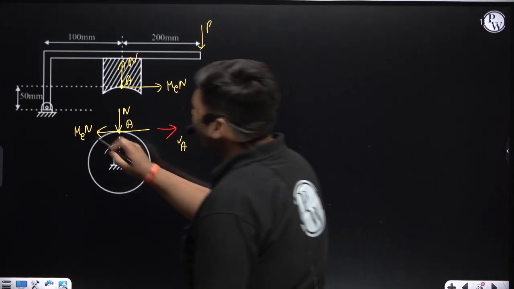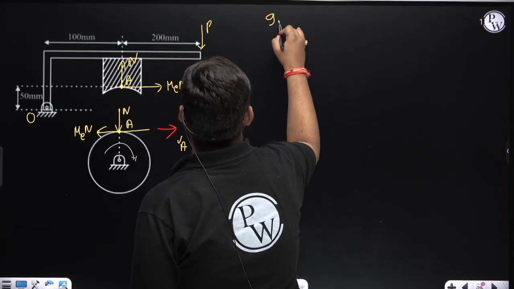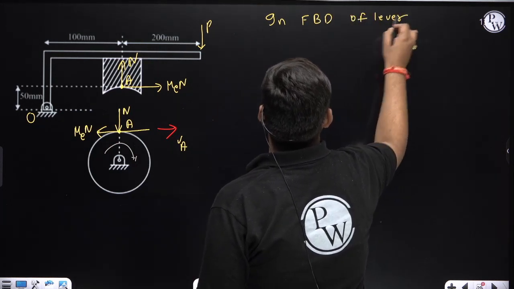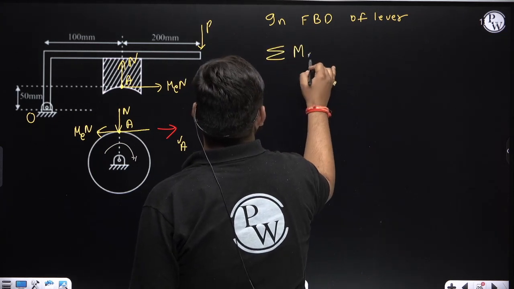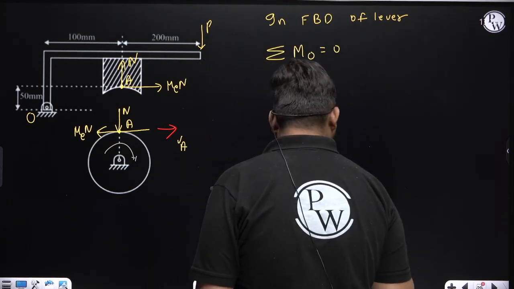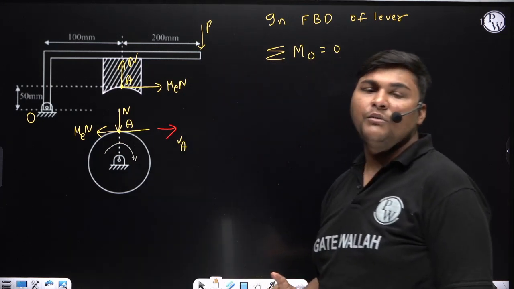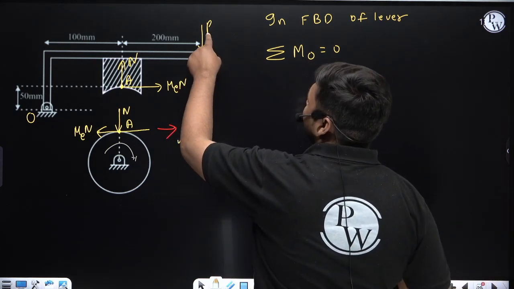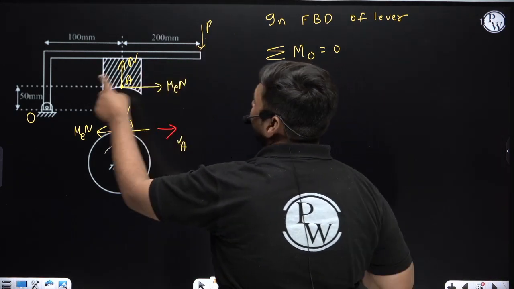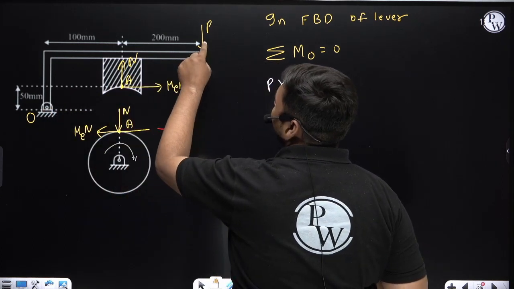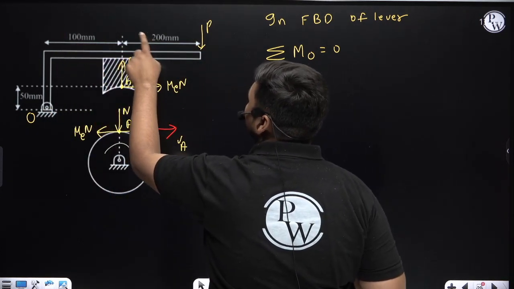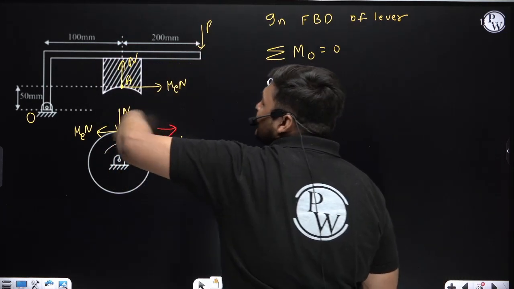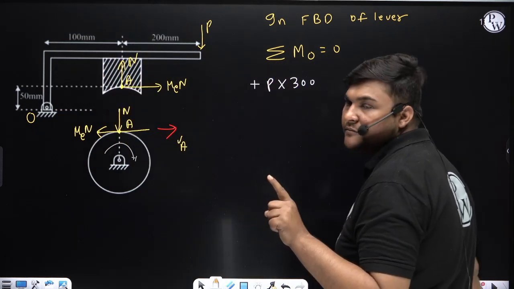Now in the FBD of lever, we will take net moment about fulcrum O equal to 0. While taking this moment, I am considering clockwise movement as plus and anti-clockwise movement as minus. What will be the moment of this effort P? It will be effort P times its perpendicular distance from fulcrum O. Since it is vertical, we take the horizontal distance, which is 100 plus 200, that is 300 mm. The direction of moment due to effort P about O is clockwise. I am considering clockwise moment as positive.